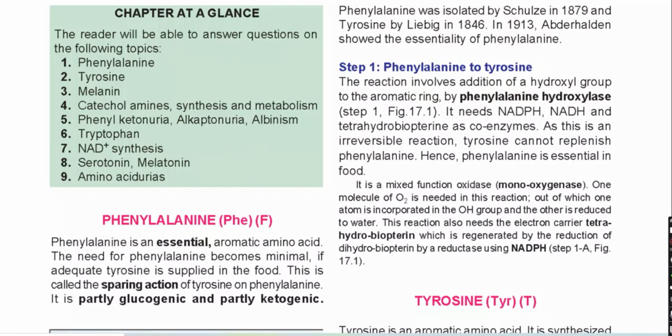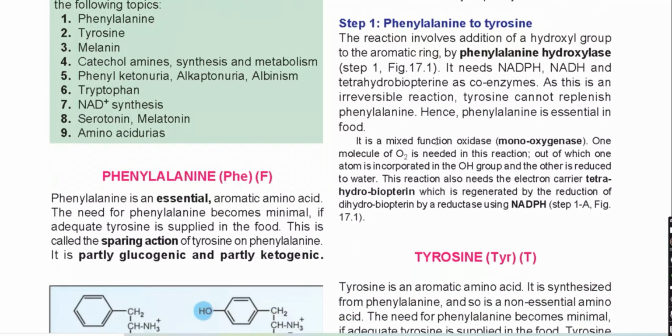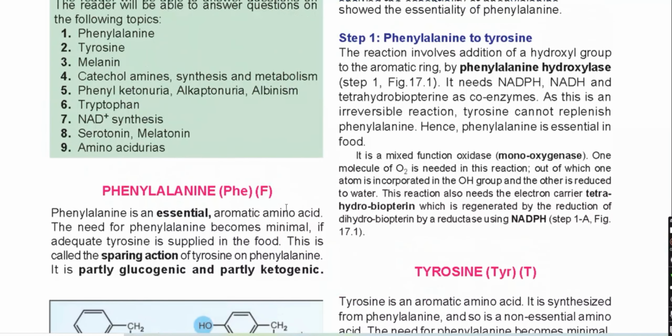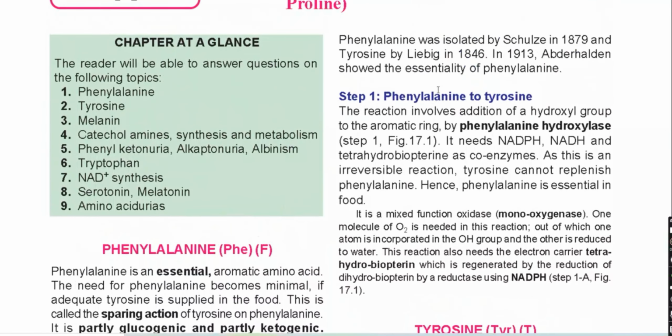So first of all, phenylalanine is an essential amino acid. It's an aromatic amino acid, and the need for phenylalanine becomes minimal if adequate tyrosine is supplied in the food. This is called the sparing action of tyrosine on phenylalanine. Phenylalanine is partly glucogenic and partly ketogenic. Phenylalanine was isolated in 1879 and tyrosine in 1846.